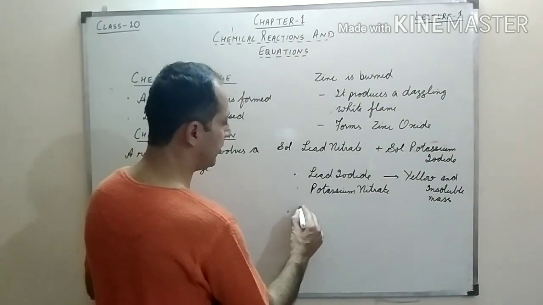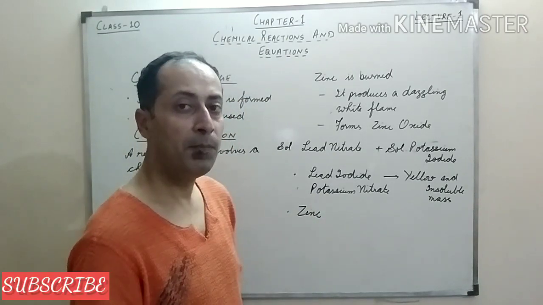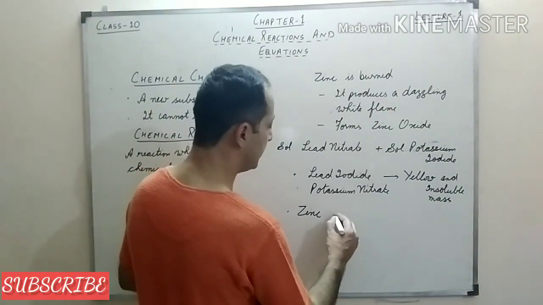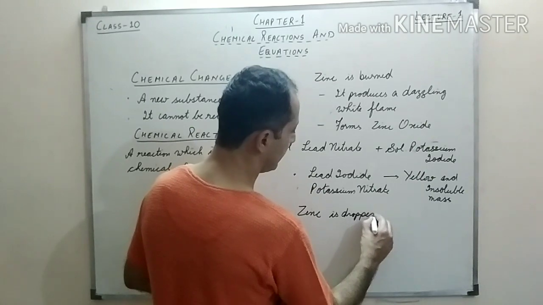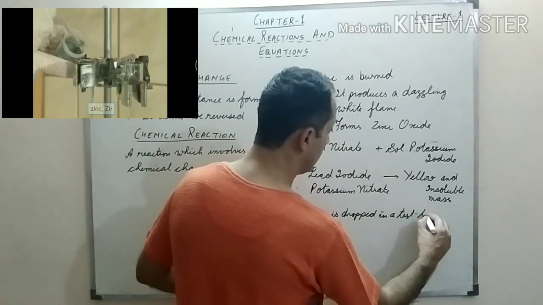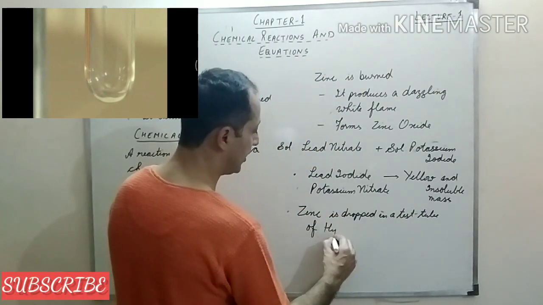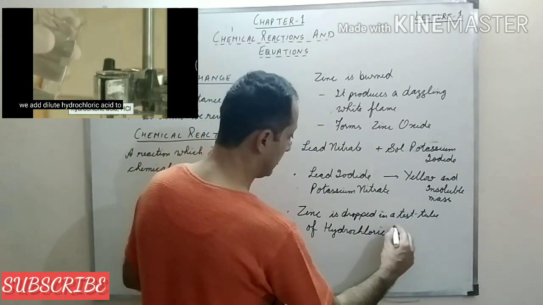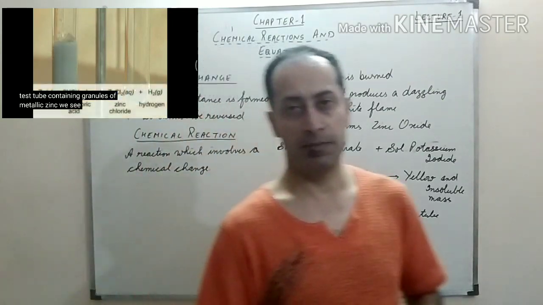We take the example of a zinc metal being dropped in hydrochloric acid. Yes, zinc is dropped in a test tube of hydrochloric acid. Now what do we see when this happens?